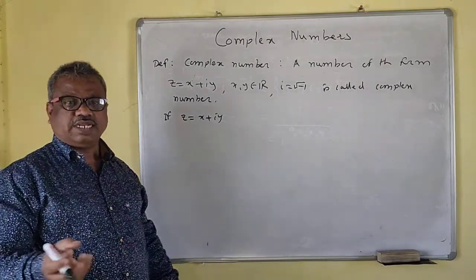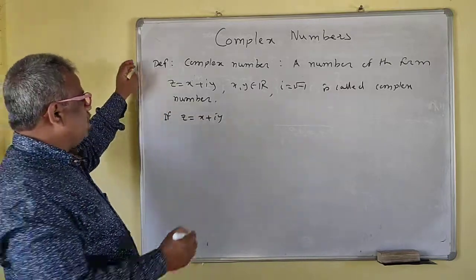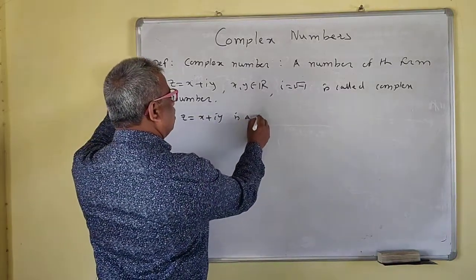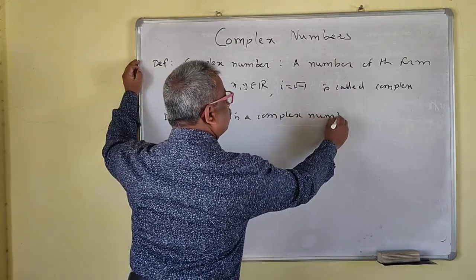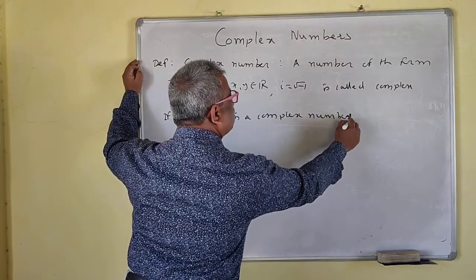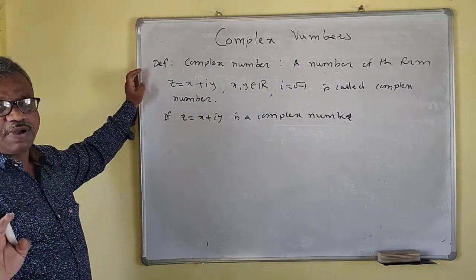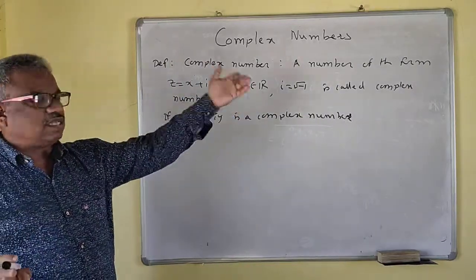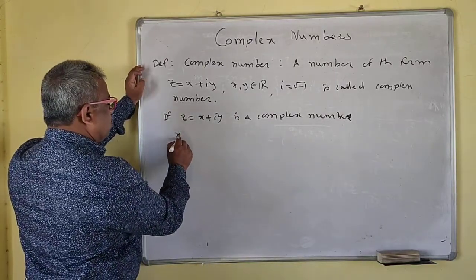So if you say that z is a complex number, then it is of the form x plus iy. That means x and y are real numbers and the value of i is the square root of minus 1, because in the definition x and y are real numbers.